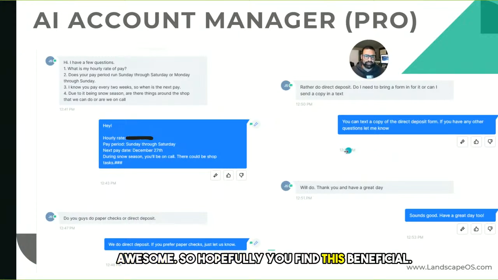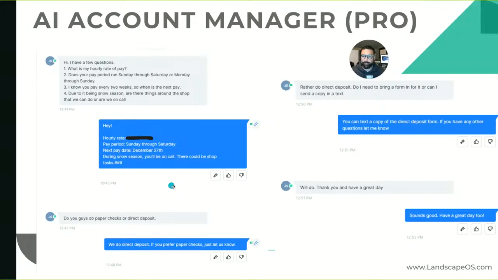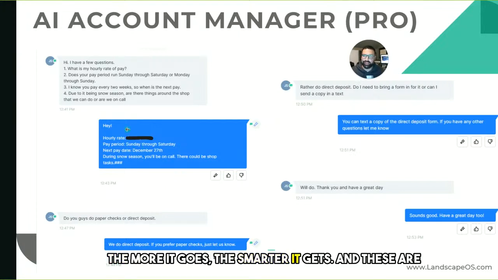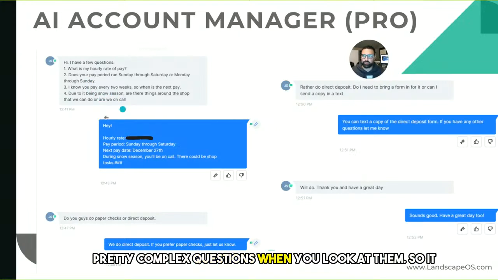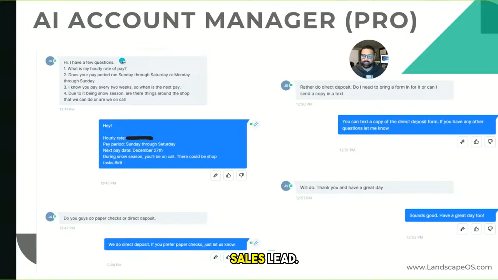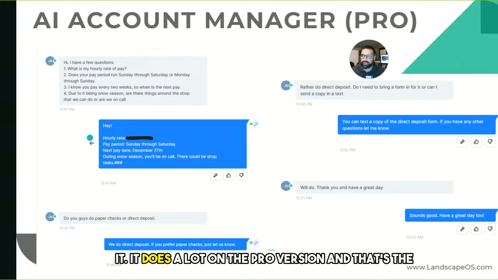So hopefully you find this beneficial. The more it goes, the smarter it gets. And these are pretty complex questions when you look at them. So it kind of becomes an office manager, account manager, sales lead. It does a lot on the pro version, and that's the grow path.